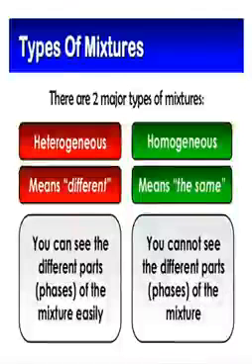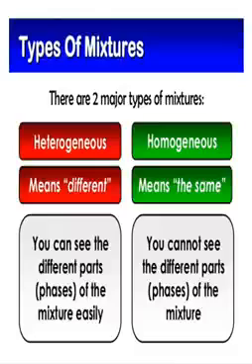Types of mixtures. There are two major types of mixtures. We have heterogeneous and homogeneous. When we say heterogeneous mixture, it means different. You can see the different pieces of the mixture easily, while homogeneous mixture means the same. You cannot see the different parts or pieces of the mixture.